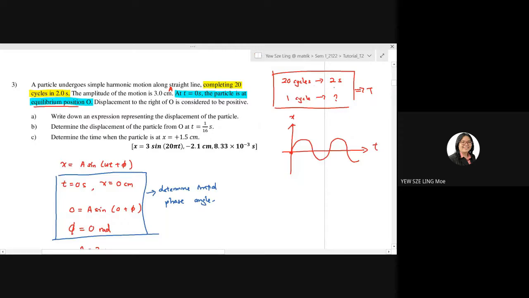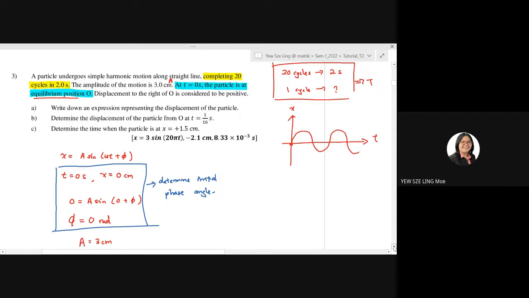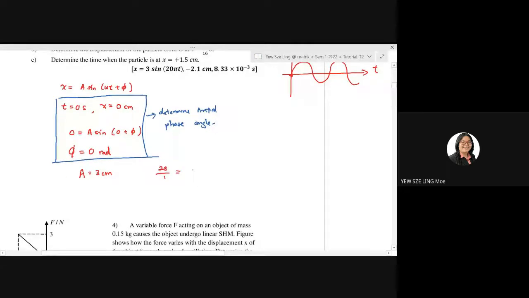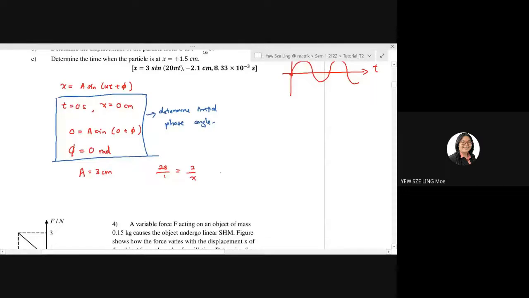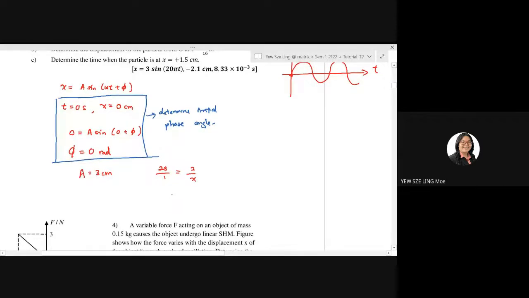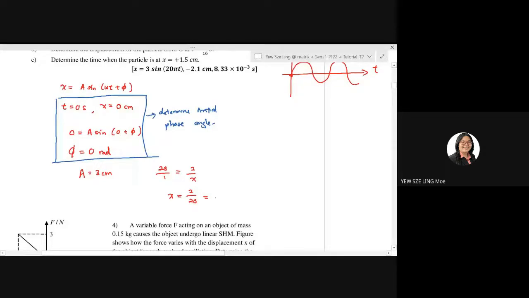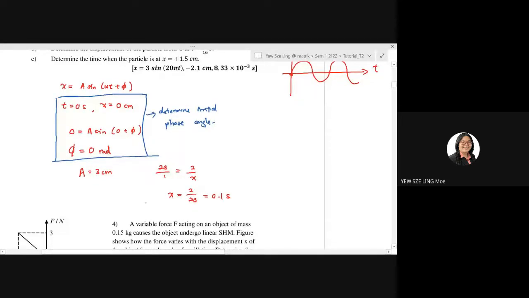20 cycles is equal to 2 seconds. Then how about 1 cycle? So 20 cycles is 2 seconds, 1 cycle, let's see how we are going to calculate it. So 20 over 1 is equal to 2 seconds over x. So x is equal to, you divide it, 2 divided by 20. Therefore, you are going to get 0.1 second. So this is actually your period.